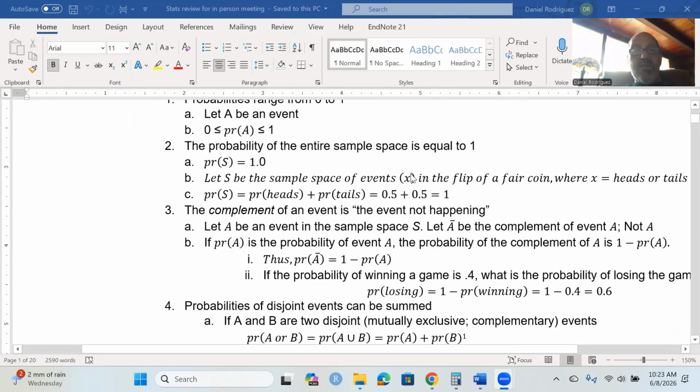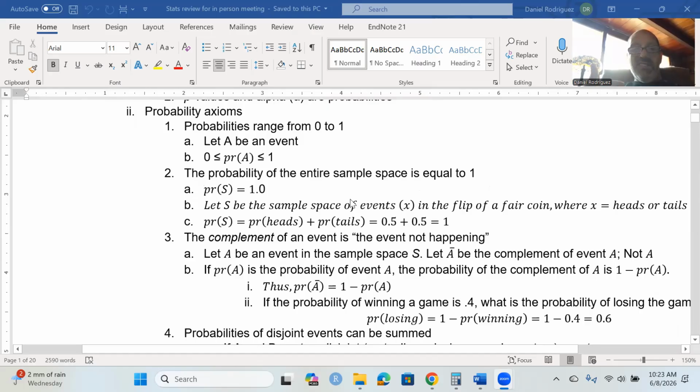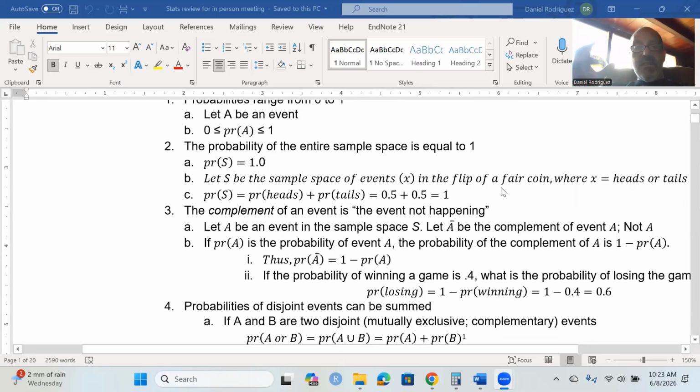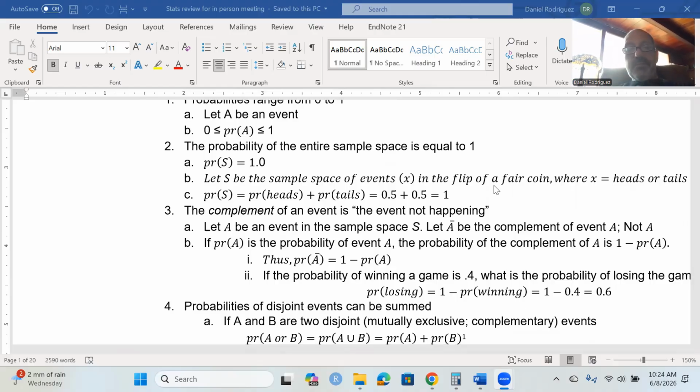The probability of the entire sample space is equal to 1. And there are all these different events that can be within a sample space. For instance, if we flip a coin, that's a random experiment. The outcome of that experiment can either be heads or tails. Probability of each is 0.5. So the probability of S, the sample space, has to add up to 1. If we add the individual probabilities together, 0.5 plus 0.5 is 1. And this goes for any sample space. Sample space is the space of all possible events in a random experiment. Could be whatever, right? Could be picking individuals and getting their depression scores from a population.